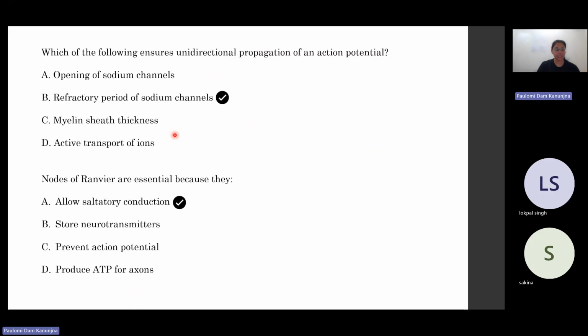So the first answer is that, what is the unidirectional propagation of action potential? We also discussed this in one of the previous sessions. Your action potential, once it generates, has to reach the end. It cannot come back to the start. End means towards the synaptic cleft, so the action potential has to go towards the synaptic cleft. It cannot come back. And what ensures that it doesn't come back? A refractory period of the sodium channel. What is the refractory period of the sodium channel?